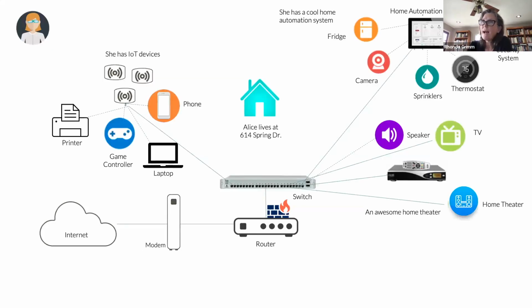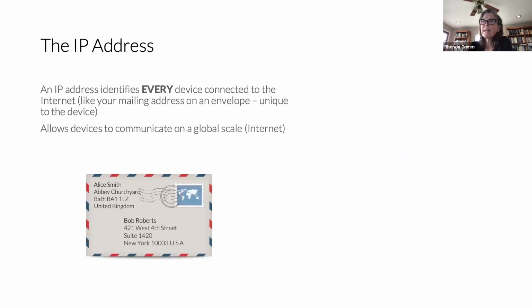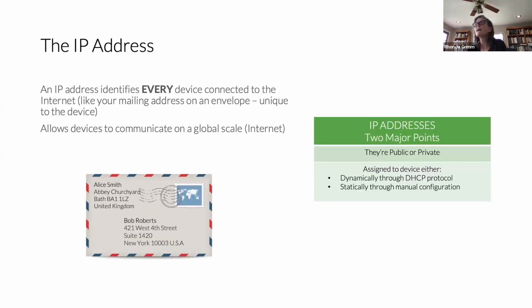So back to Alice's cool home network. This is how Alice sees her network. She's got her IoT devices, her home theater, her fridge, cameras, and so on. This is how the router sees the network. It's all IP addresses. Every connected device has an address, and it allows everybody to find where they're going. Two things you can remember about IP addresses: they're either public or private, and they are assigned either dynamically through DHCP or statically. We'll talk about all this in a minute.